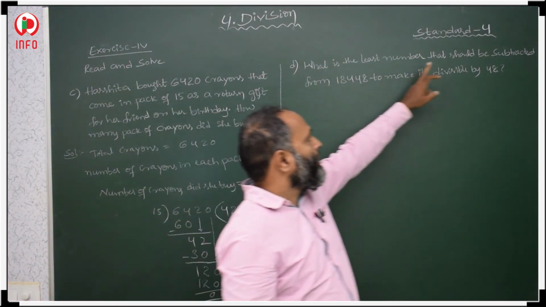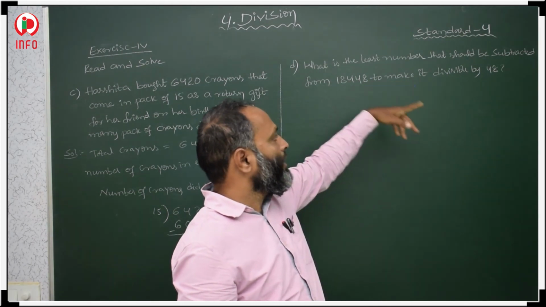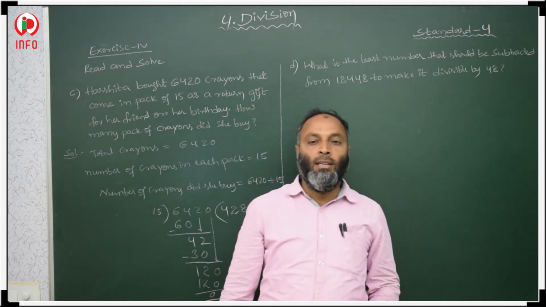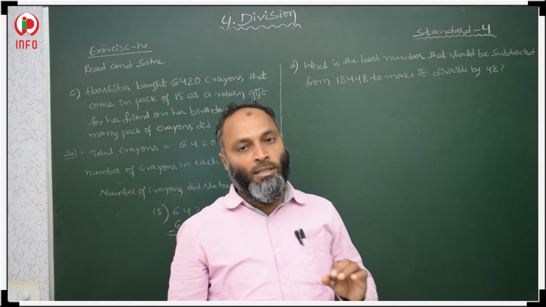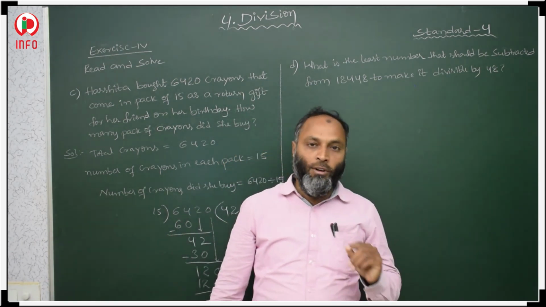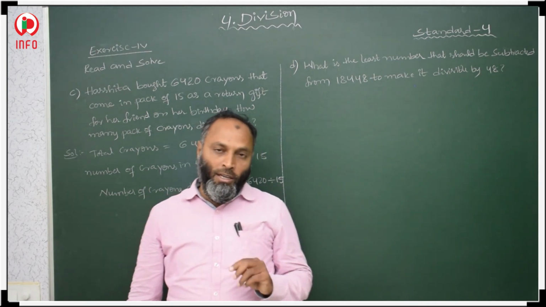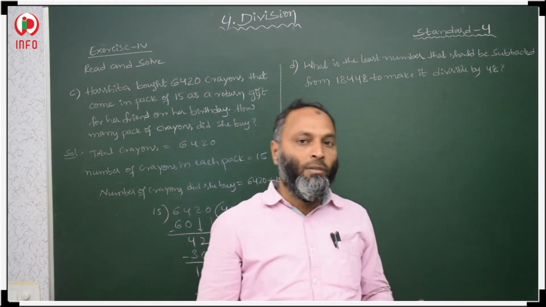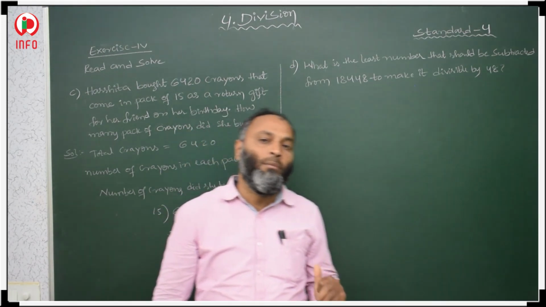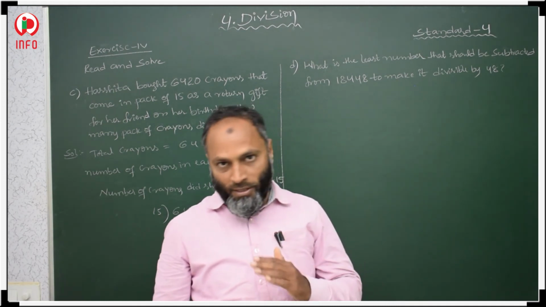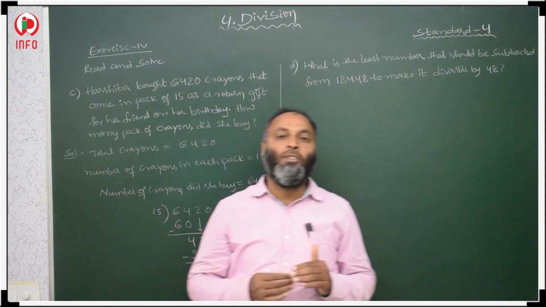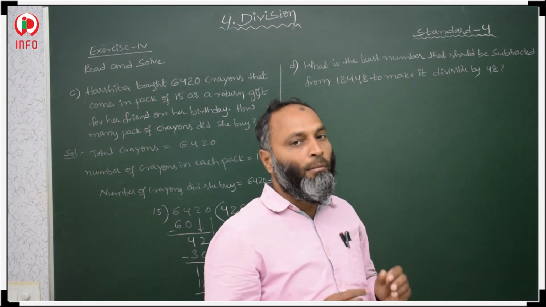What is the least number that should be subtracted from this number so that it is divisible by 48? Least number means what should be subtracted. Whenever he is asking the least number that should be subtracted, first we have to find the division, and whatever remainder we get, that remainder we have to subtract from the given number, then it will be perfectly divisible by the given number.